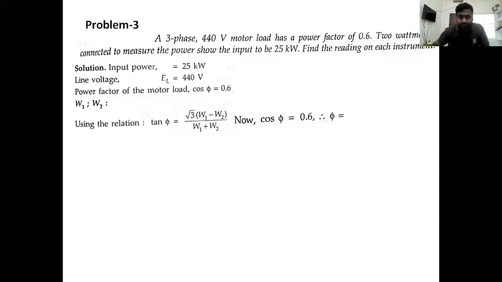53.13 degrees. 212 got 53.13 degrees, 246 got 53.13, and I myself also got 53.1 degrees. The answer is 53.13 degrees. That is the value of phi.